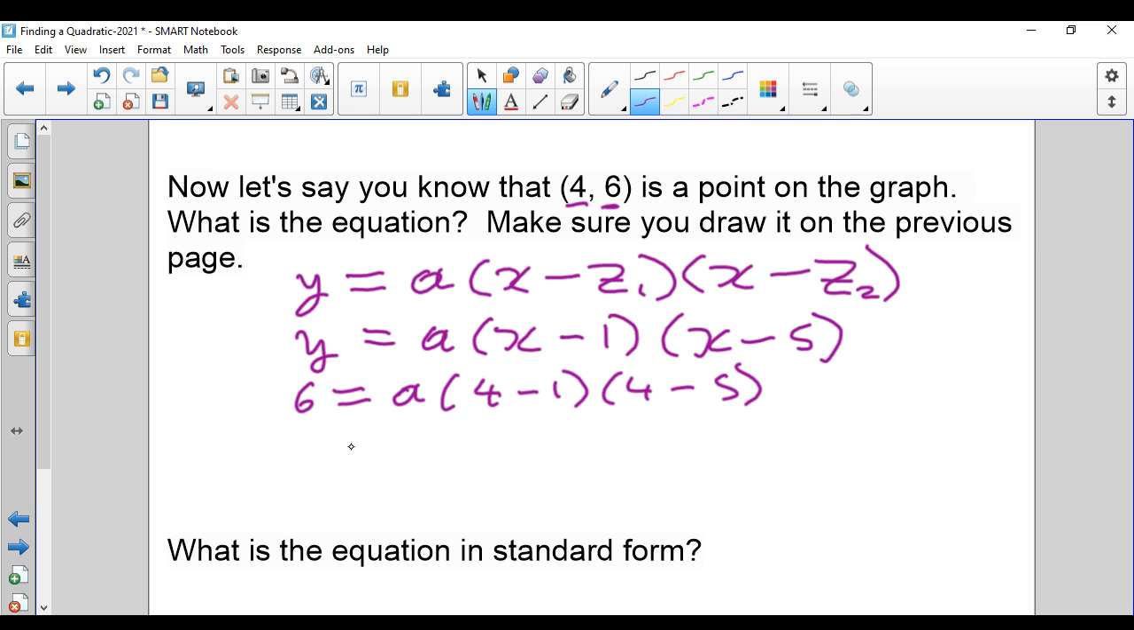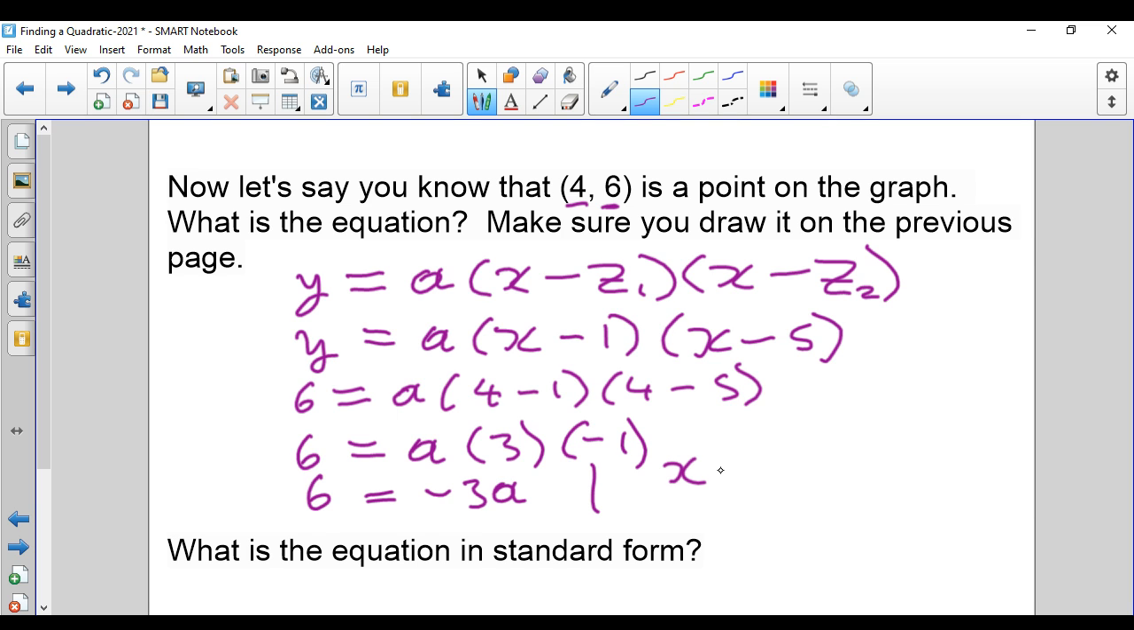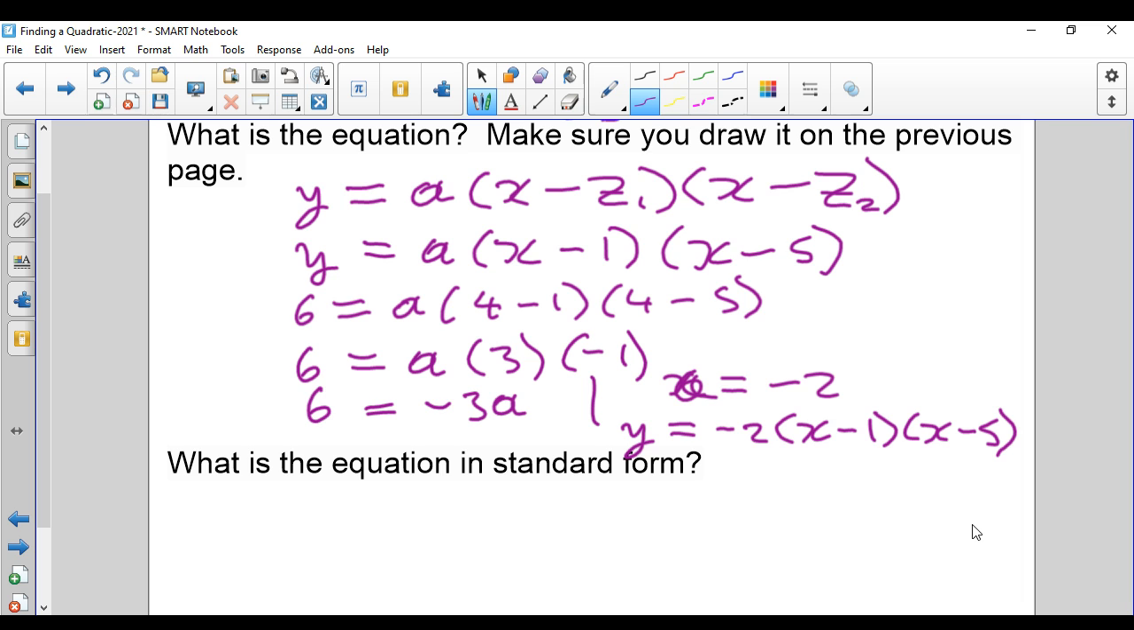Okay, so let's see if we can finish this up here. This, of course, would be 3, and this would be minus 1. That's 6. So this looks like minus 3a is equal to 6. And that obviously means that a is equal to minus 2. All right, so what is the equation then? Well, the equation now becomes y equals the minus 2 that we just got, times (x minus 1) and (x minus 5).